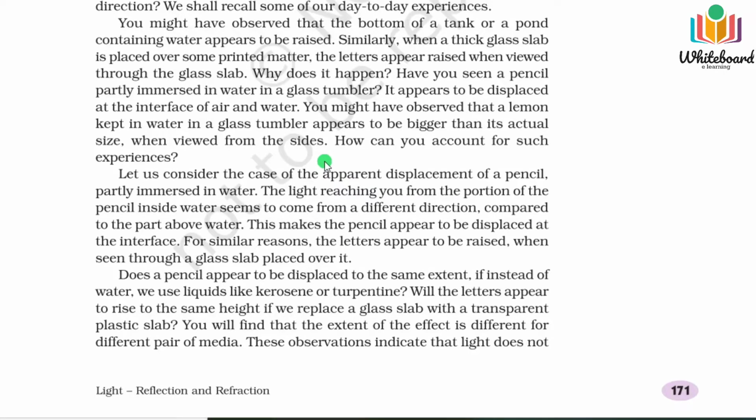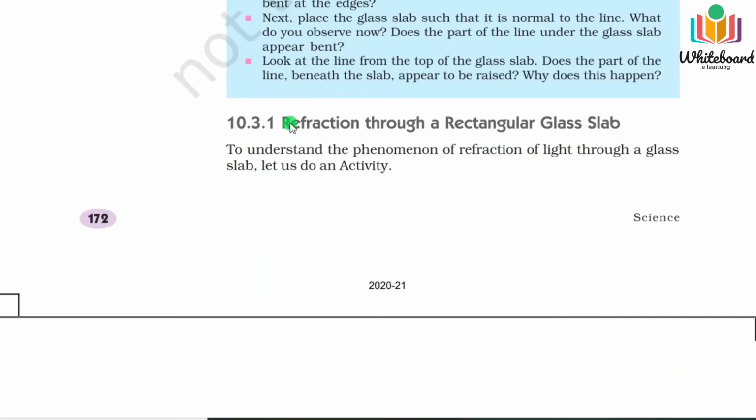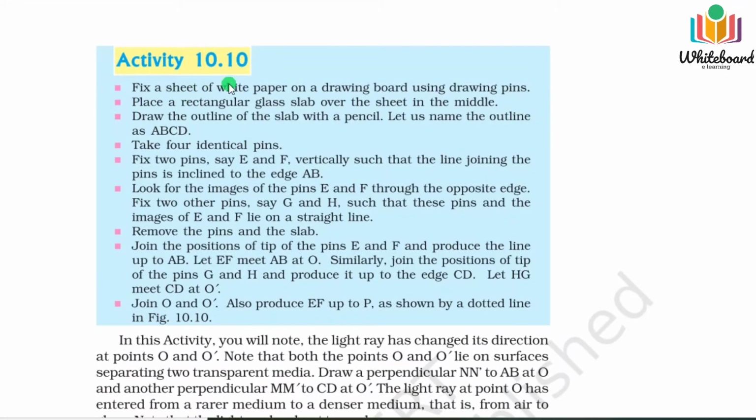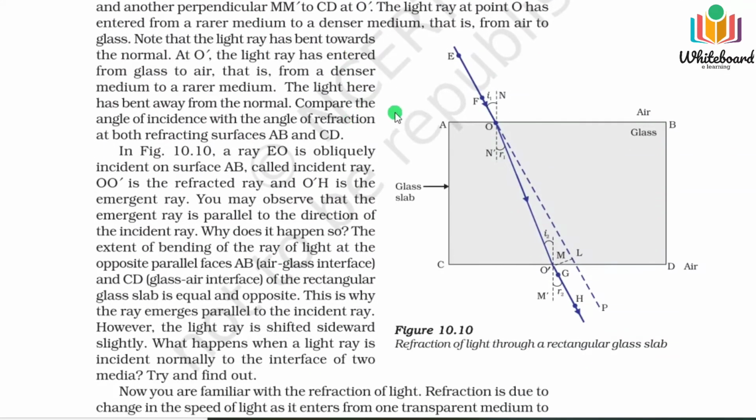Other examples: if a coin is placed at the bottom of a glass which is filled with water, you can see the image of the coin is somehow uplifted, and the apparent depth of the coin will be lesser. So this is also one example of refraction of light. So this is the refraction through a rectangular glass slab. So just go through it. Activity 10.10, just follow the figure and then you will understand.